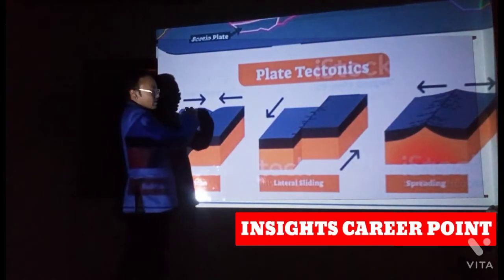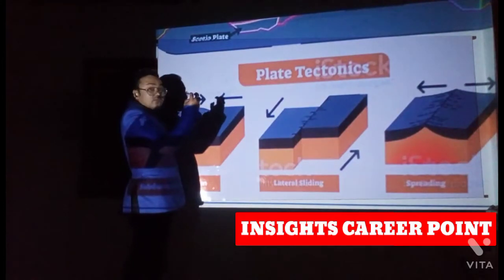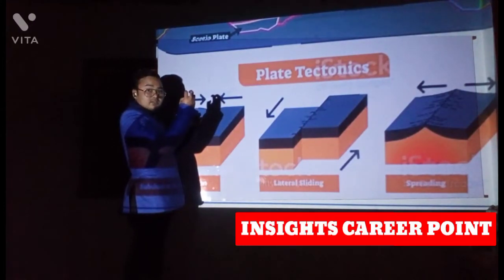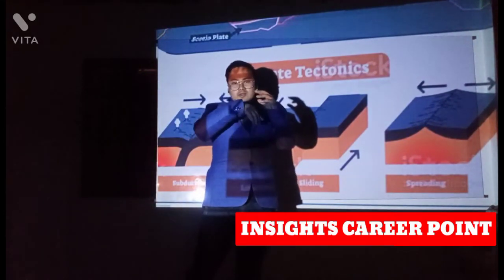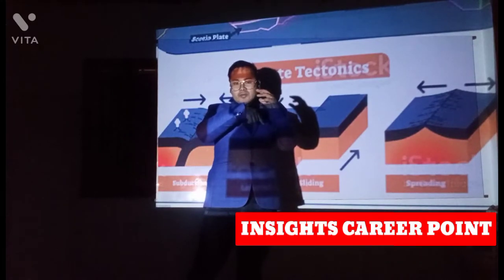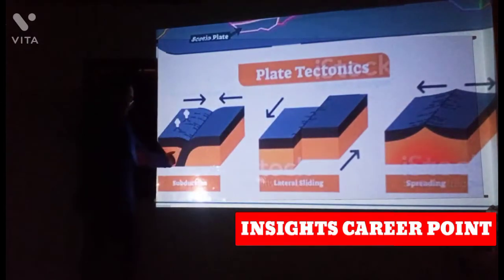Whenever there is a collision between a heavier one and a lighter one, I mean the plates, one might be heavy, one may be lighter. So the heavier one will subduct just beneath the lighter one. So in that case, let's see, this one is what? Subducting just beneath this one. Okay, that will be called subduction.